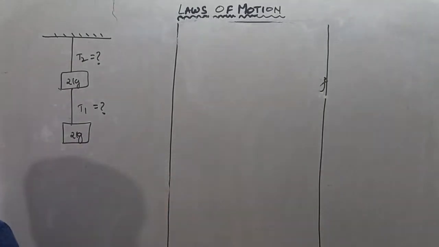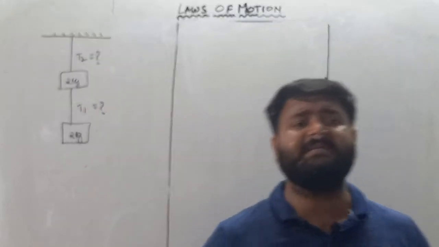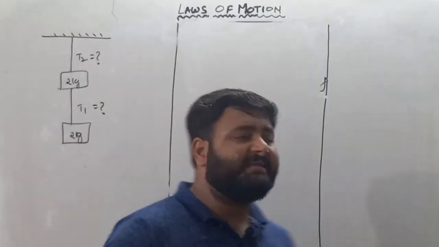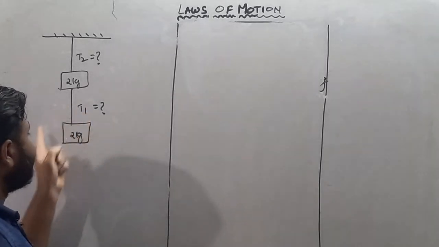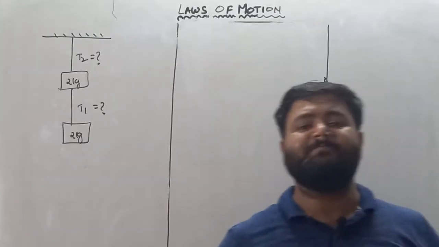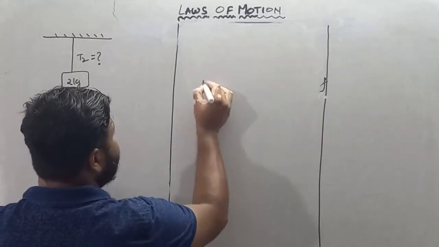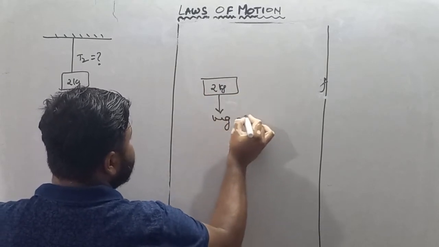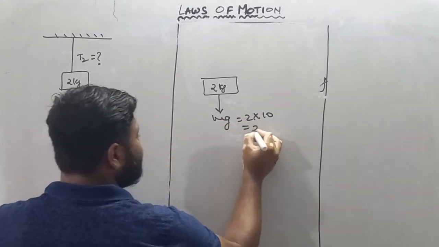The system is in equilibrium. So if the system is in equilibrium, it implies forces are equal in magnitude and opposite in direction. Let's make the free body diagram. I already told you to always remember one thing: if multiple blocks are there, start making the free body diagram from the bottom. So let's make the FBD of the lower 2 kg block. Vertically downward is mg, so 2 into 10, because the value of g we will consider is 10, so it is 20.